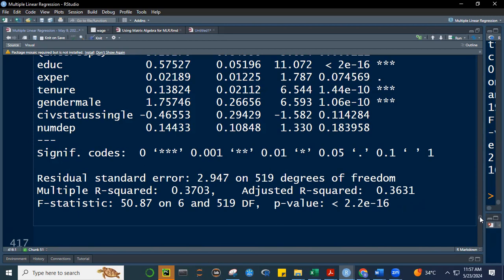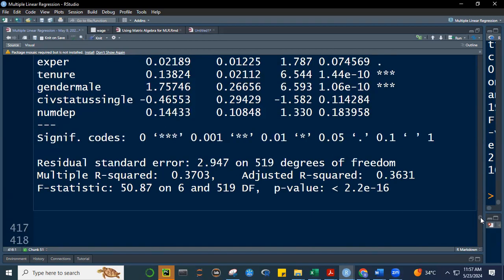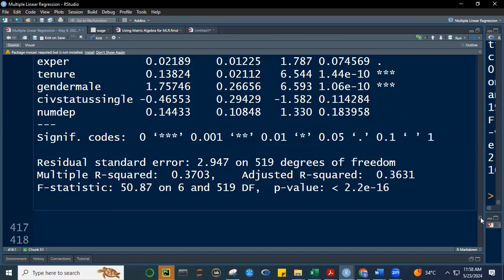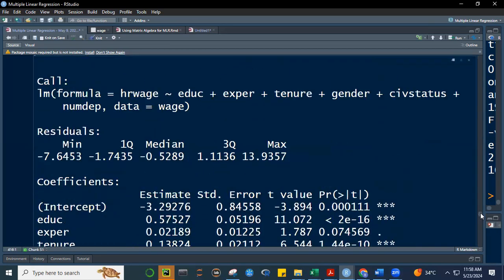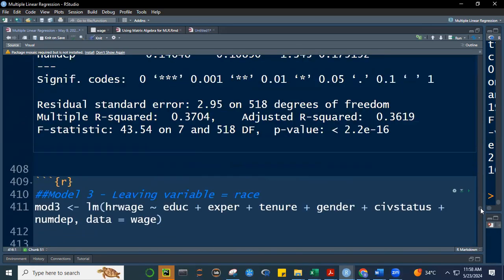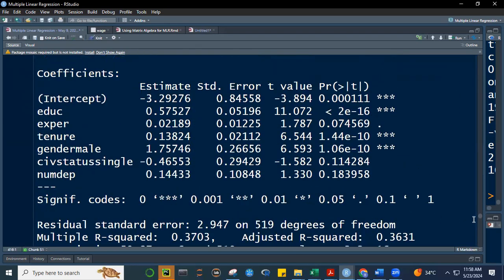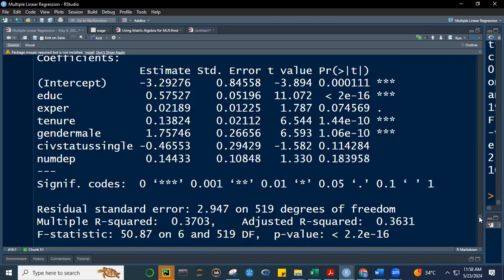Now what's the difference between this model, model 1, and model 2? Notice that we removed race, right? And despite the fact that we removed race, what happened? Our adjusted R squared here, model number 2, is 36.19. On the other hand, our adjusted R squared here is 36.31. So we're able to explain more of our dependent variable if we remove race.